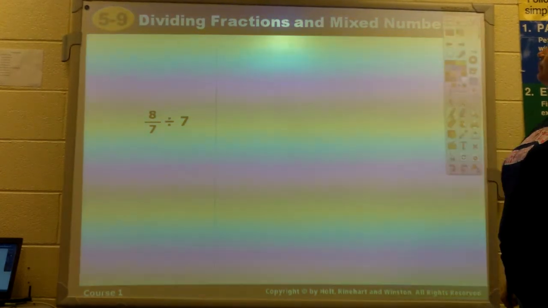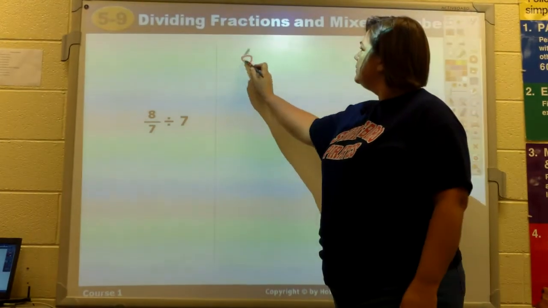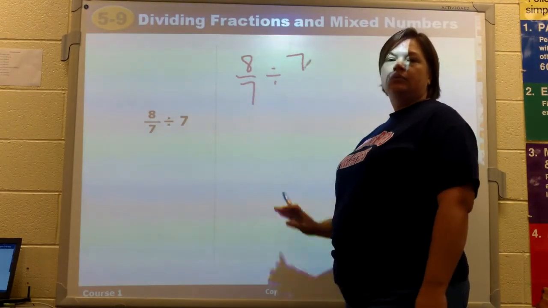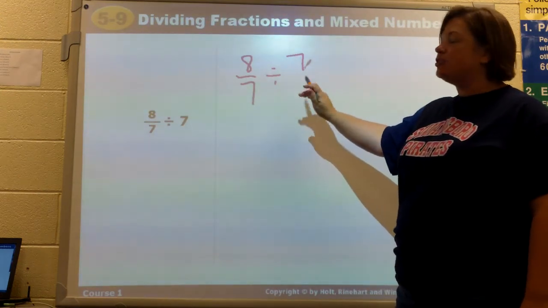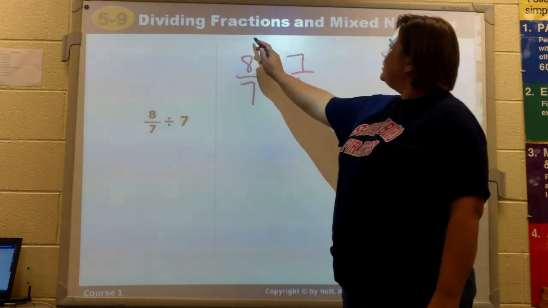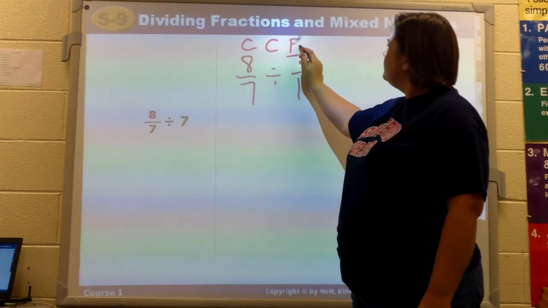Step 3 is multiply the fractions like we did the other day and simplify your answer. An example of that would be if we have 8/7 divided by 7. We have the whole number 7. To make it a fraction, we just put a 1 under it. Now we have two fractions. Now I'm ready to do my copy, change, flip.